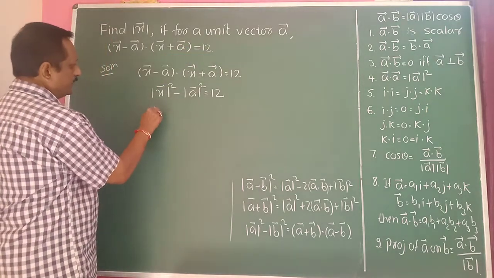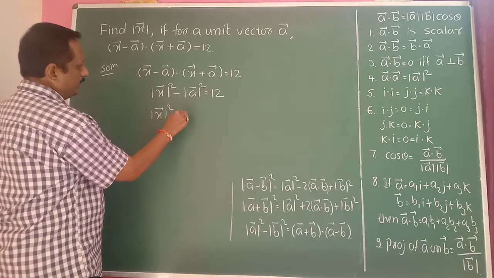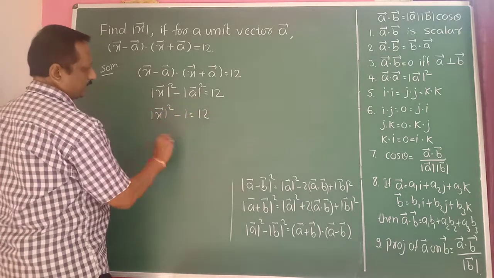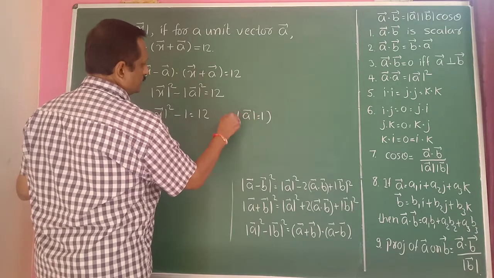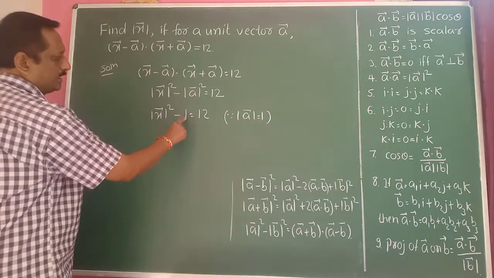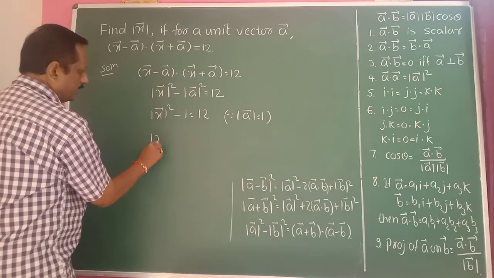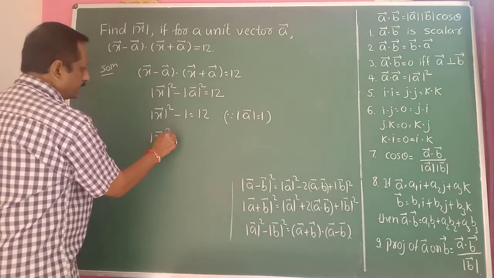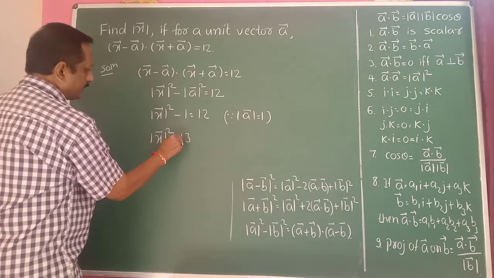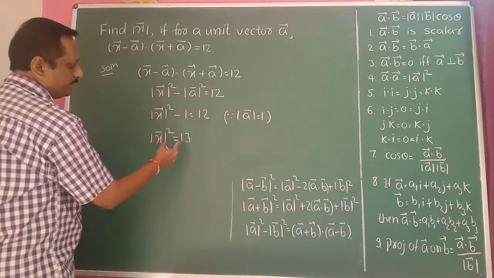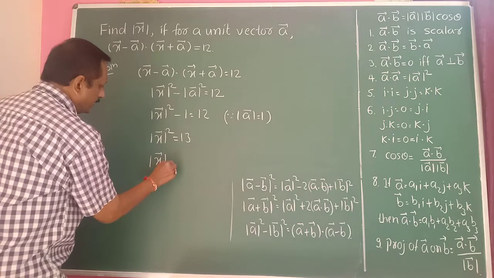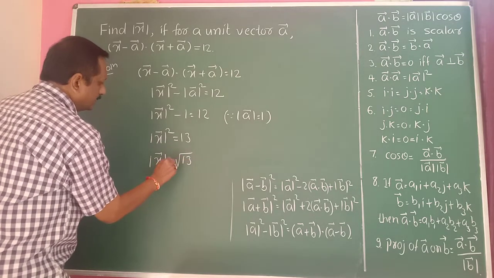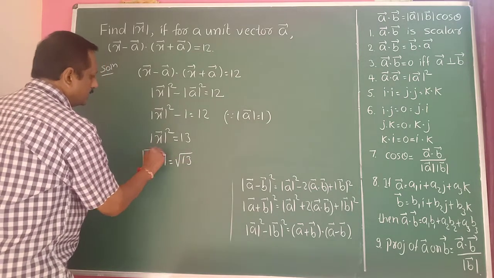And they have given it is a unit vector, so this value is 1. Modulus of x bar square minus 1 is equal to 12, because modulus of a bar is equal to 1, so 1 square is 1. Take minus 1 to the right hand side. Modulus of x bar square is equal to 13, it becomes plus 1. Hence modulus of x bar is equal to root of 13. So root of 13 is the answer.